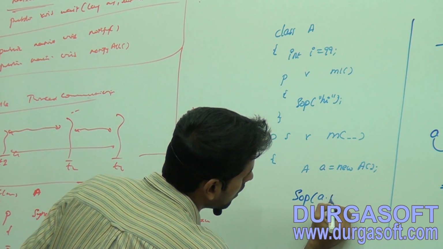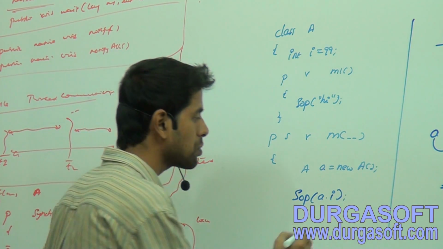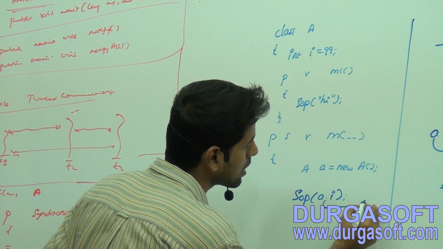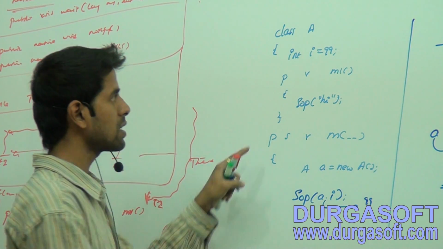SOP of a.i. Getting? SOP a.i. So the output is what? Output is what, friends? 99. Now let me know one thing. How to access this method?